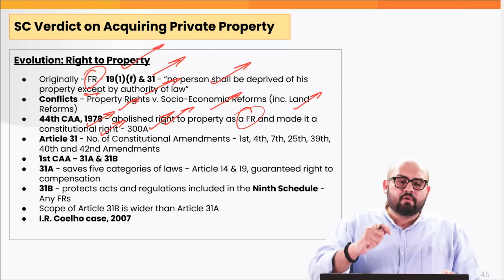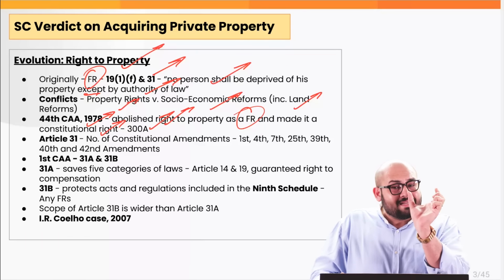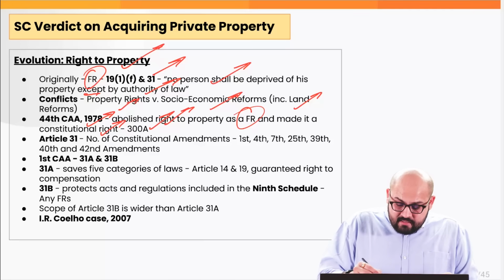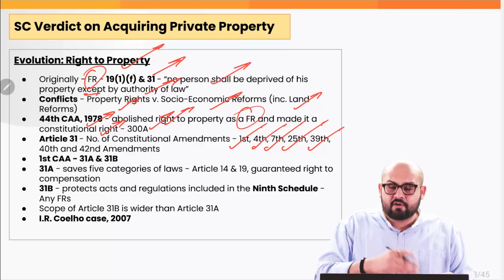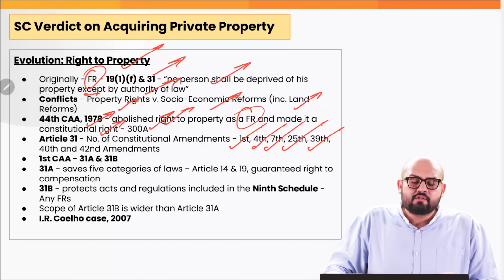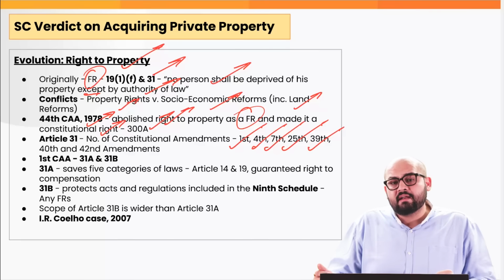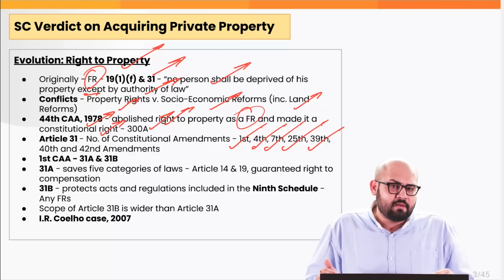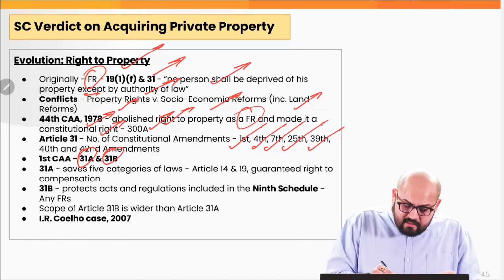And that is the reason subsequent amendments have taken place with respect to this construct of right to property. Be it the First Amendment, be it the 4th Amendment or the 7th or 25th, 39th, 40th, 42nd, right? So this remains a bone of contention. Now, what you need to understand is that it was the first Constitutional Amendment Act in the year 1951, which introduced Article 31A and 31B.